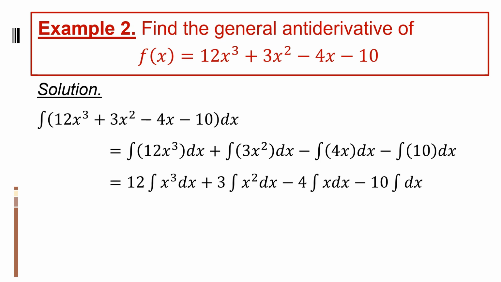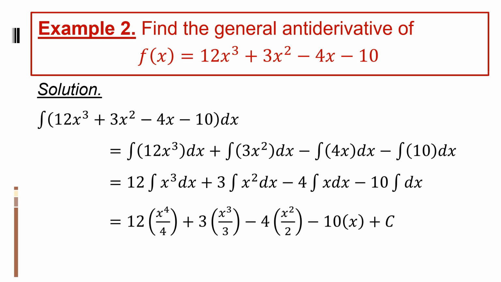So, we have 12 times the integral of x cubed dx plus 3 times the integral of x squared dx minus 4 times the integral of x dx minus 10 times the integral of dx. By the power formula, we have 12 times x raised to 4 over 4 plus 3 times x cubed over 3 minus 4 times x squared over 2 minus 10x plus c. Or we now have 3x raised to 4 plus x cubed minus 2x squared minus 10x plus c.